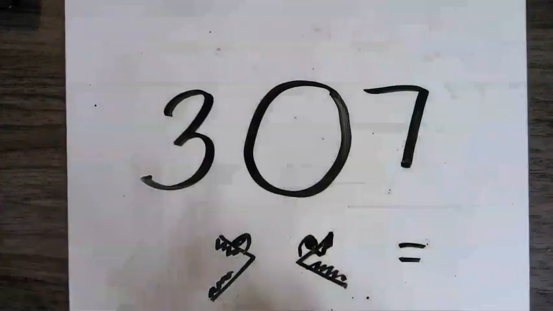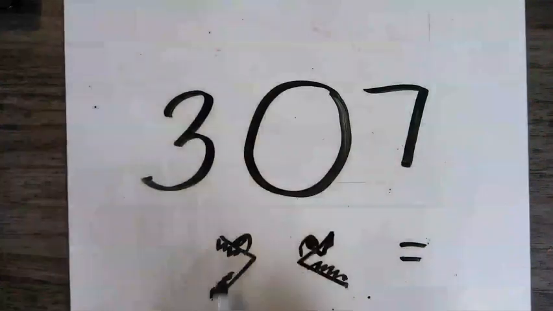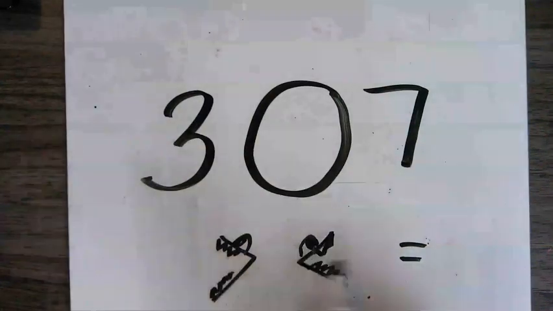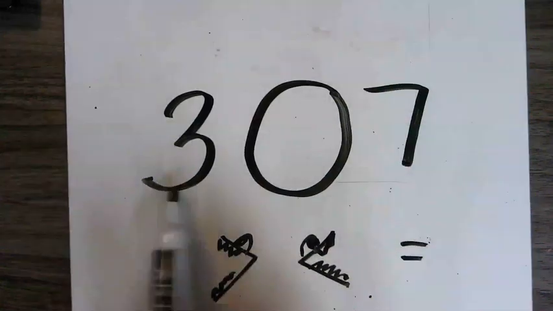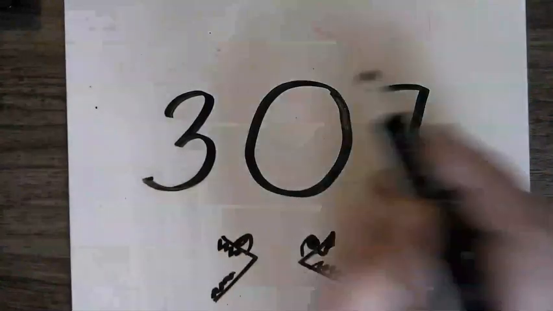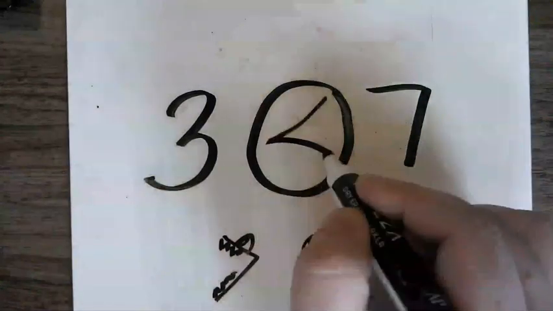All right. So what am I going to put here in the middle? Greater than, less than, or equal to. Well, 3 is smaller than 7, so we would put our less than, right?